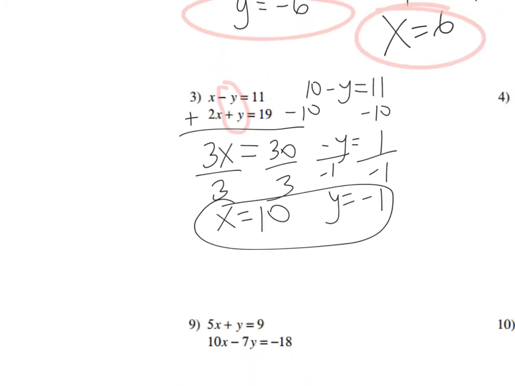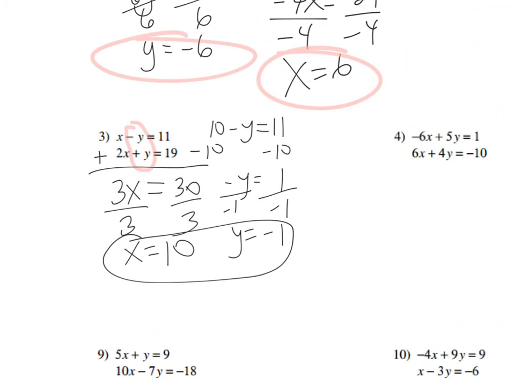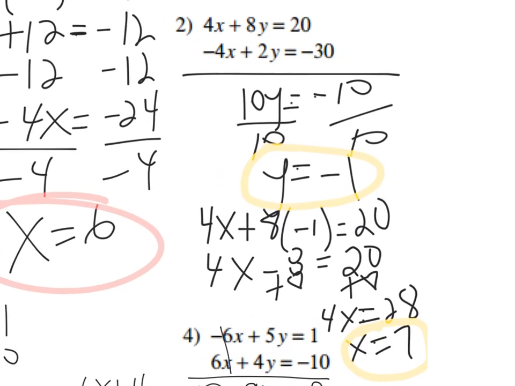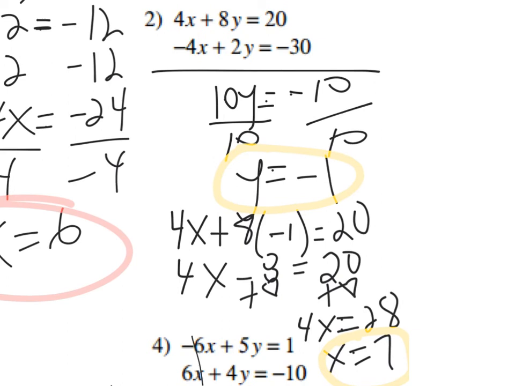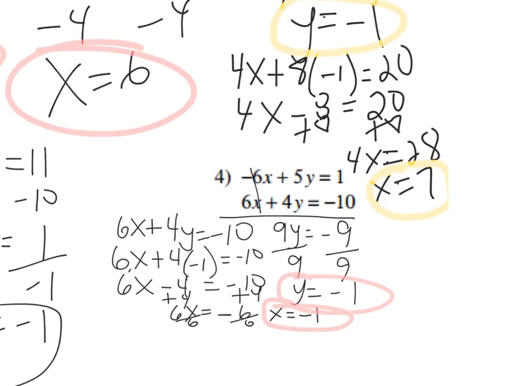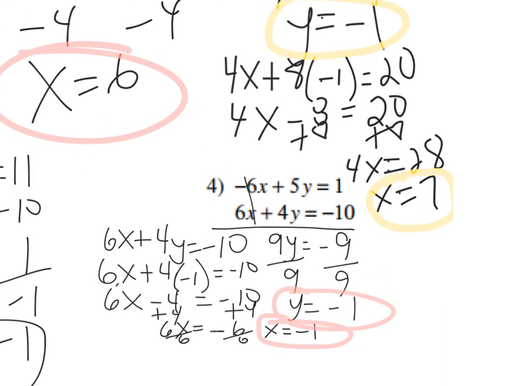Take a moment and do number 2 and number 4. And when you come back, I will review the answers to both of those problems. Okay, the answer to number 2, hopefully you got x equals 7 and y equals negative 1. If you didn't, you're going to want to pause the video and look and see where you went different than I did. And then number 4, I got x equals negative 1 and y equals negative 1.